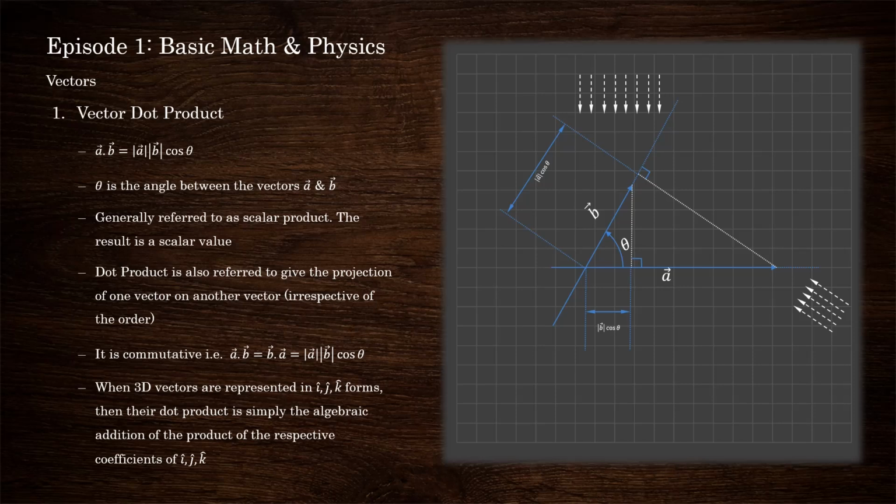When 3D vectors are represented in the IJK form, it's very simple: their dot product is simply the algebraic addition of the product of their respective coefficients. We will cover this in a later episode and we will definitely use it a lot. So let's just absorb this for now. Note that the dot product between two vectors is defined as the projection of one on another. That's what it means.